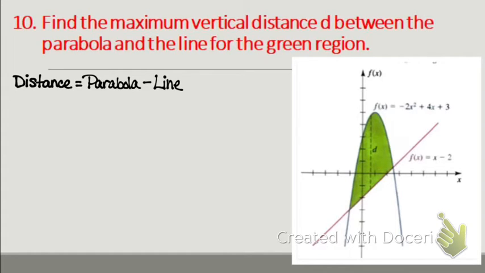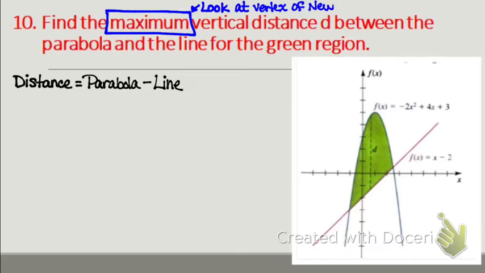Since I'm wanting the maximum, after I subtract these two, I'm going to go and look at the vertex. Look at the vertex of our new function, and because I want the vertical distance, should I look at the x part or the y part? The y part.